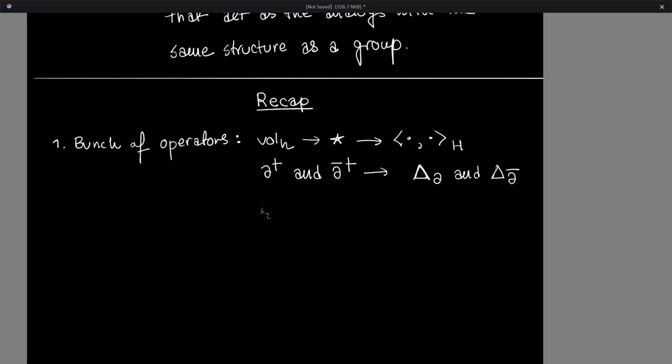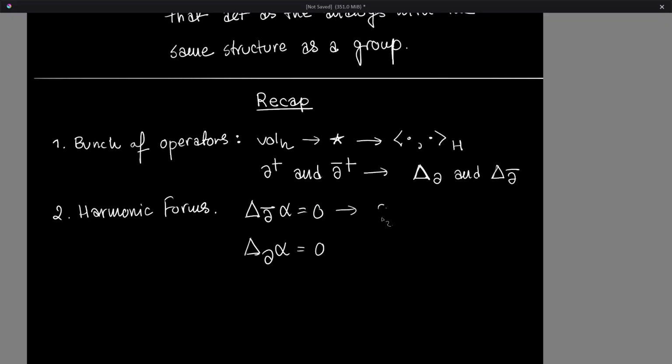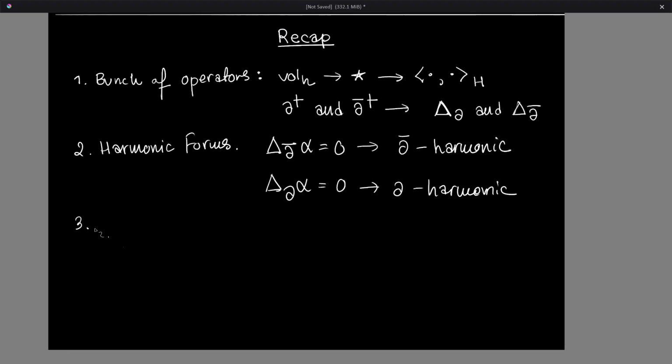And then we use that to define harmonic forms. With the idea of harmonic forms in tow, partial bar alpha is equal to 0 or delta partial alpha is equal to 0. These are our two harmonic forms. This is partial bar harmonic, and this is partial harmonic. We then were able to state the Hodge theorem.